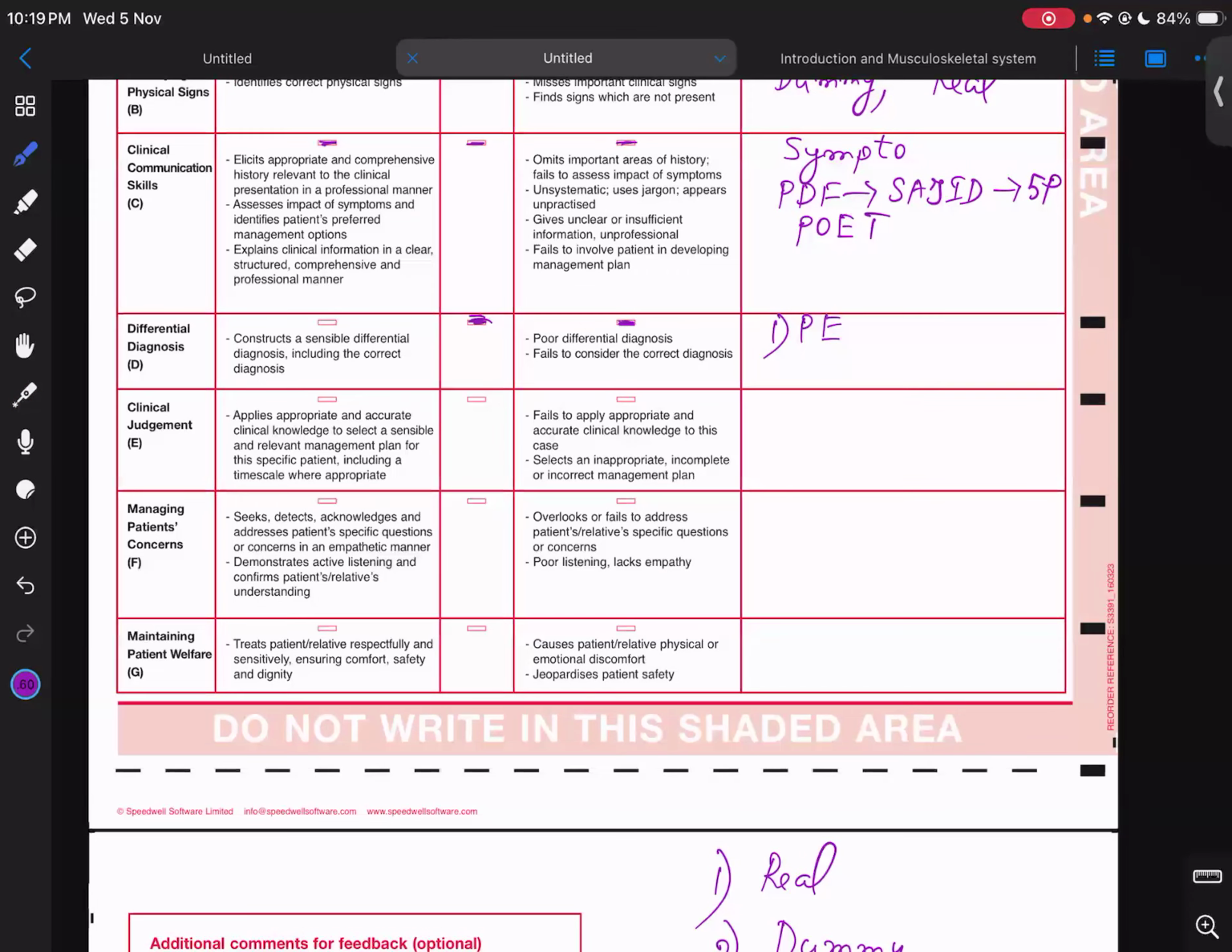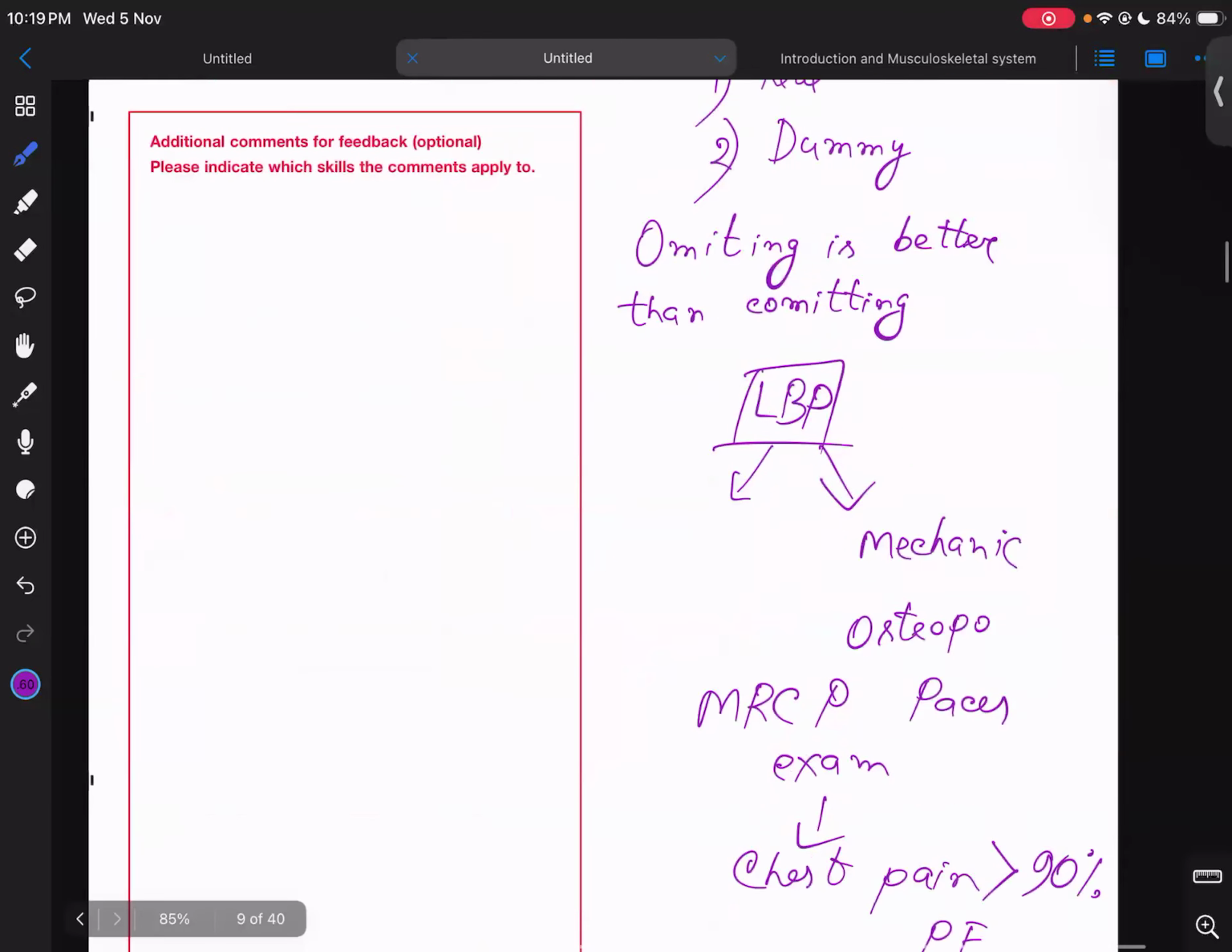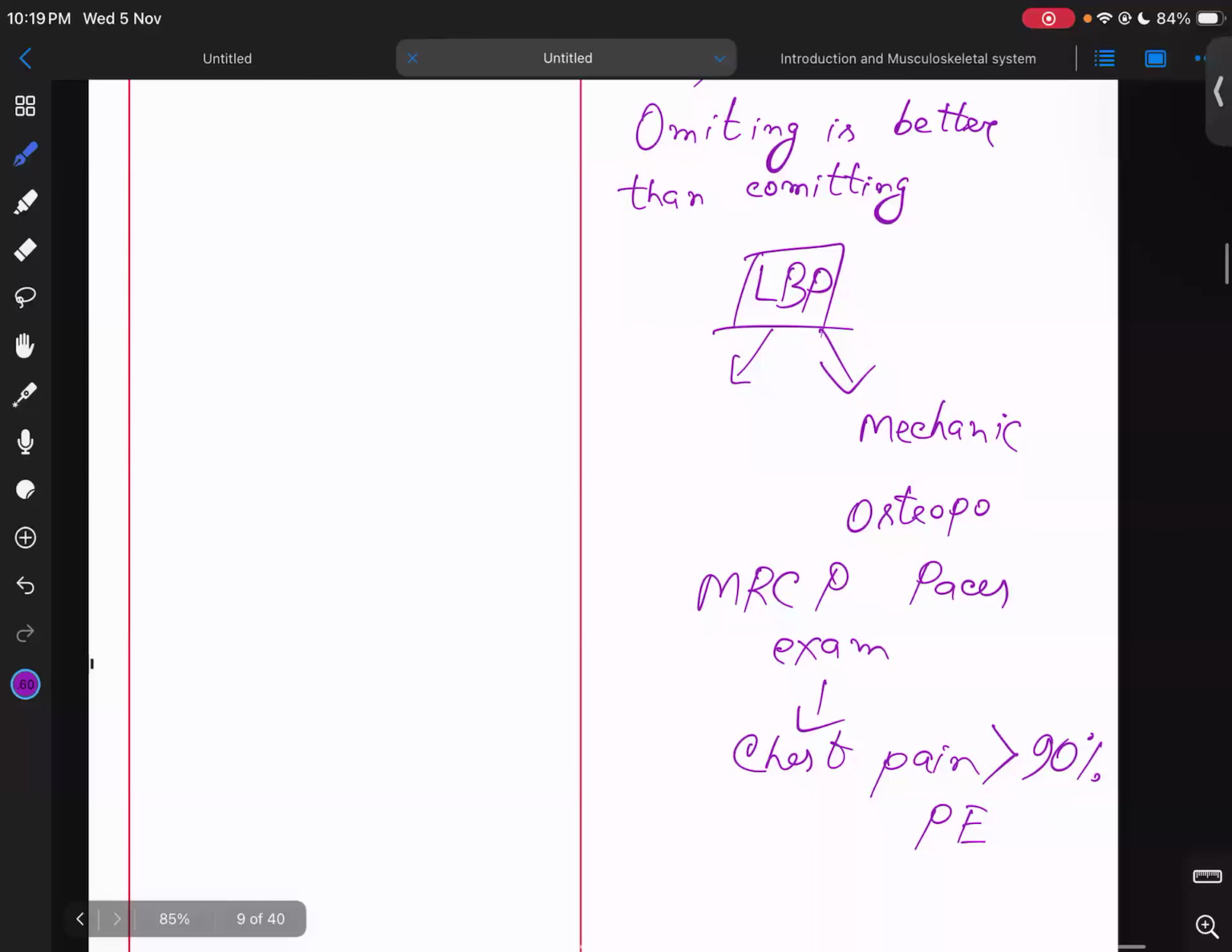Yes, doctor? Even if there is no clinical sign of leg swelling, there will not be any clinical sign for 100%. This will be a dummy case because there is a pattern in the PACES exam that they will not keep any acute case. Pulmonary embolism is an acute case, so it will never be given in the PACES exam. They try to keep the cases which are stable, and whenever they try to simulate some case, they will bring the dummy patient.